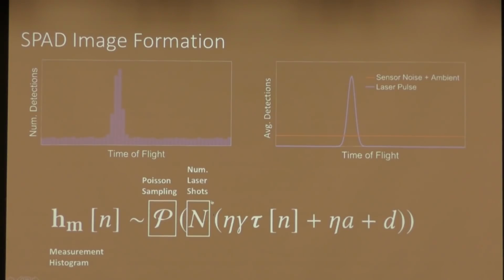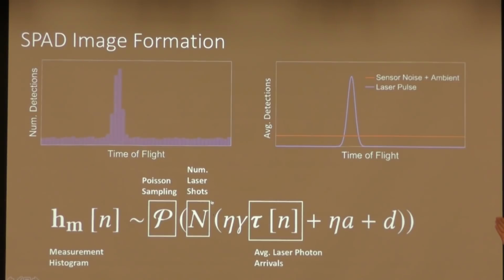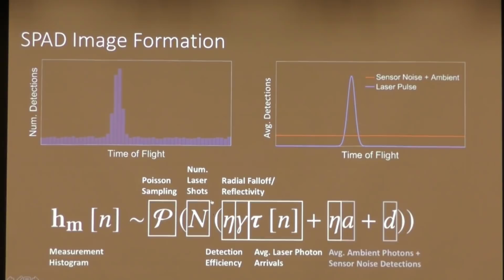And the samples are drawn from a Poisson distribution. Basically, there's a Poisson distribution of this function where n is the number of laser pulses that you're sending out into the scene. You have this underlying temporal impulse response function, which is shown on the right here. Then you have some scalar parameters that describe radial fall-off, reflectivity, maybe the detection efficiency of your sensor, and so on. And on the right, you have these terms that describe how much light might come from your ambient sources as well, which is shown in red here.